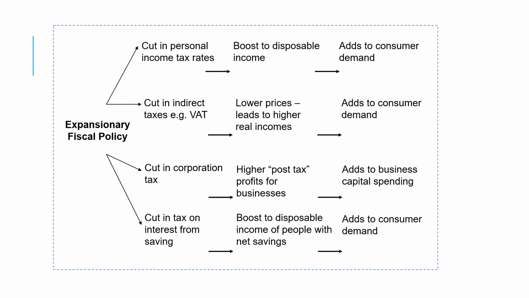So here would be an example of what we might describe as being expansionary fiscal policy. Now, expansionary fiscal policy is anything that's trying to encourage economic growth or leading to an increase in AD or an increase in AS. These would be some transmission mechanisms for an expansionary fiscal policy. For example, a cut in personal income tax would boost disposable income, which would add to consumer demand. A cut in tax on interest from savings would boost disposable income of people with net savings and again add to consumer demand.